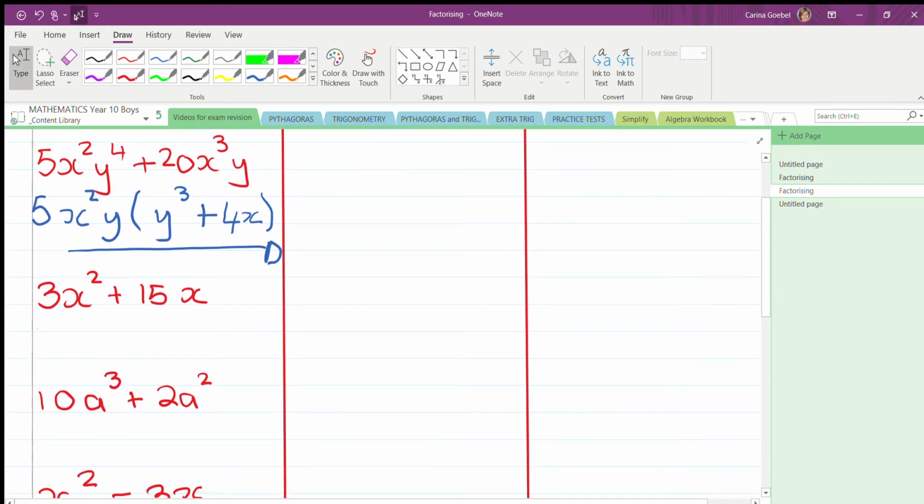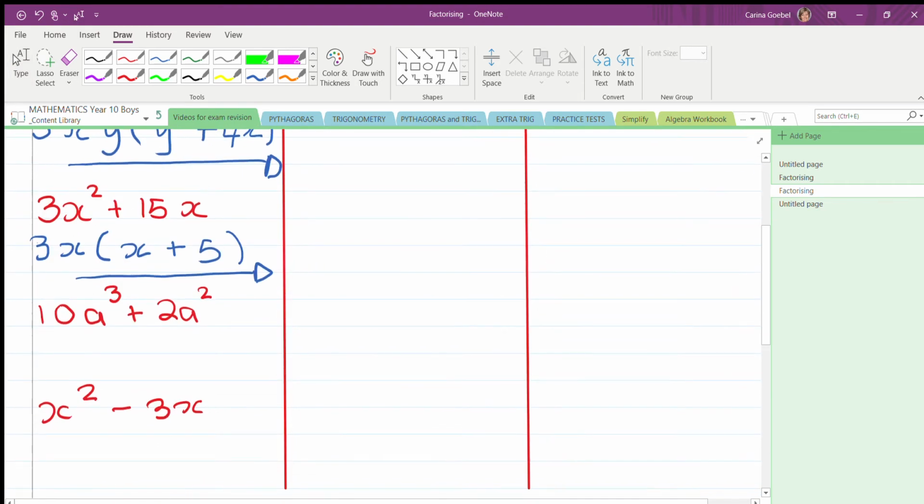Let's look at the next one. 3 and 15, there is a 3 common as well as an x, which means the x plus 15 divided by 3 is 5, and you don't need another x.